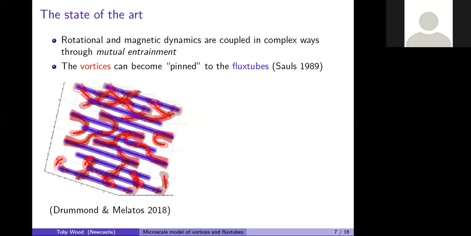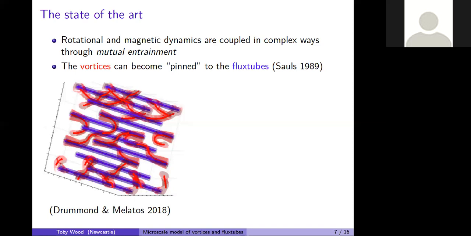Basically, there hasn't been very much effort to actually model this in 3D. This idea of pinning, or whatever word we should use, between vortices and flux tubes has been around for a really long time and has been kind of accepted. But as far as I'm aware, the first model that actually looked at it in 3D was by Lisa Drummond and Andrew Melatos fairly recently. Andrew Melatos presented some results from this model in his talk last week.